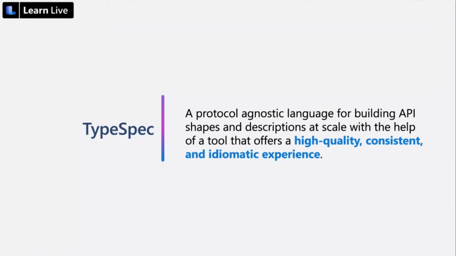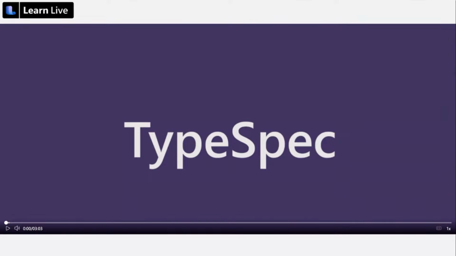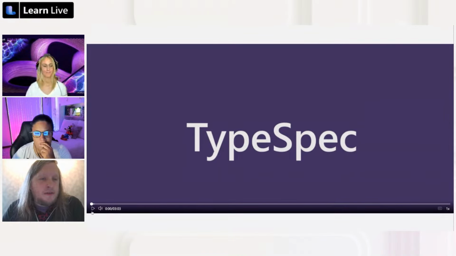So that is what led us to build this language called TypeSpec. It's a protocol agnostic language for building APIs and API service descriptions at scale with the help of a tool that makes high quality, consistent, and idiomatic APIs in client generation and service generation, and all of that, a great experience. So here's a quick demo video that should explain the basics in just a few minutes.